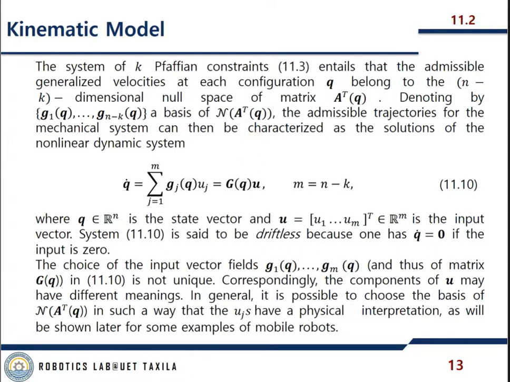Let me explain that. It means that if you want to move your robot in a certain direction, that velocity must belong to the n minus k dimensional null space of this matrix, which means that it must follow the constraint defined in equation 11.3, which actually means that whatever the velocity is, the sideways velocity is going to be equal to 0.